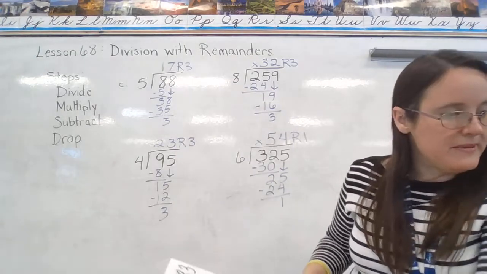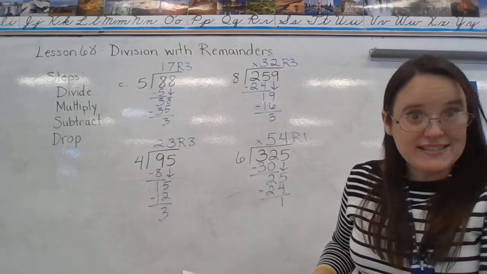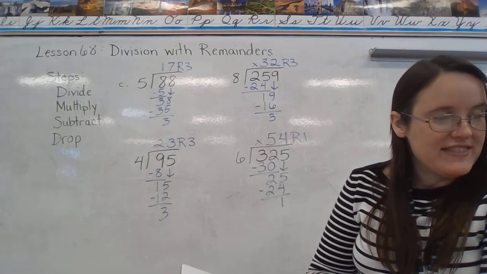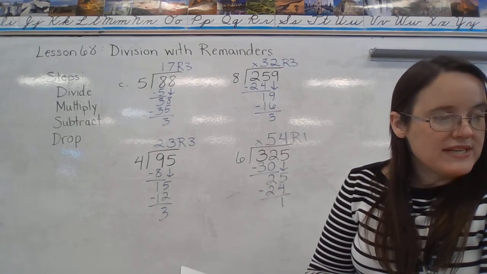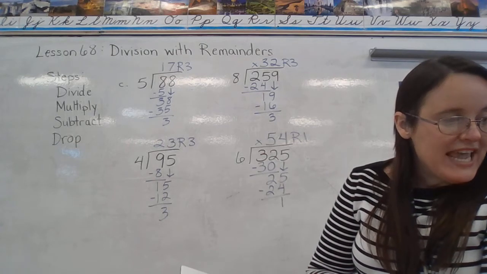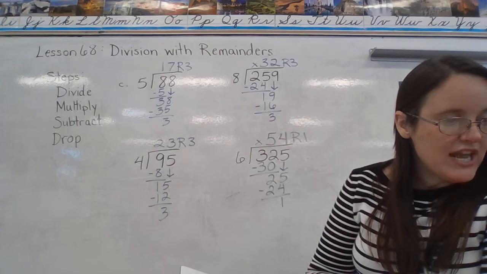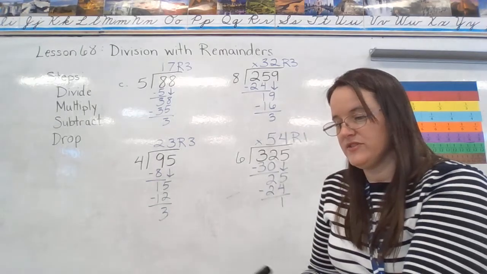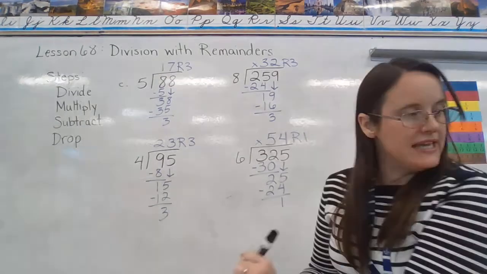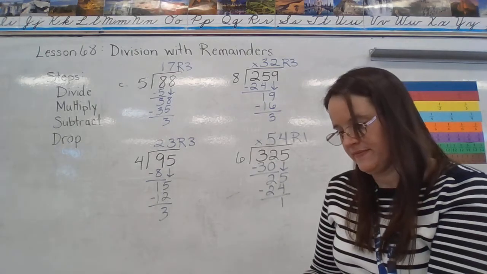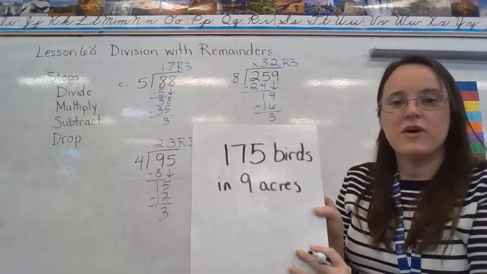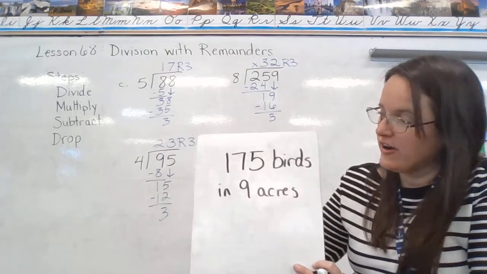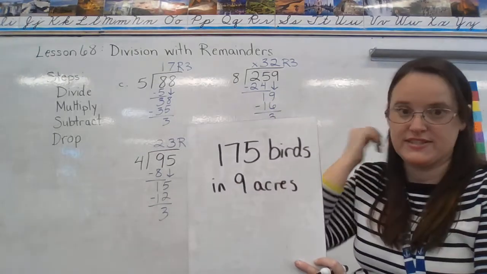The second word problem is a wildlife biologist estimates, keyword there, estimates that 175 birds live in the 9-acre marsh. What is a reasonable estimate of the number of birds in each acre of the marsh? Explain why your estimate is reasonable. So his estimate was 175 birds in 9 acres. They want us to estimate approximately how many birds are in each acre. So in 1 acre, if there's 175 in 9 acres.